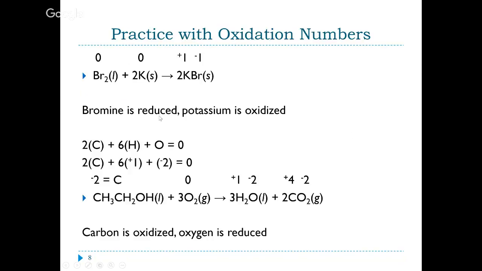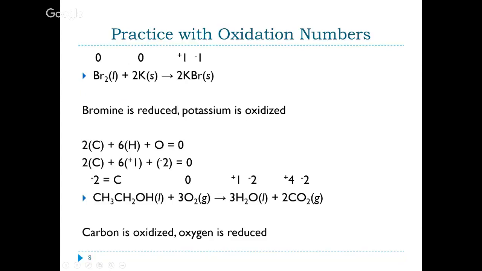So bromine went from 0 to -1, which means it was reduced. Potassium went from 0 to +1, which means that it is oxidized. So potassium gave up an electron and bromine accepted it. Down here, we were showing a combustion reaction. This is ethanol, and in complete combustion, we're going to produce water and carbon dioxide.